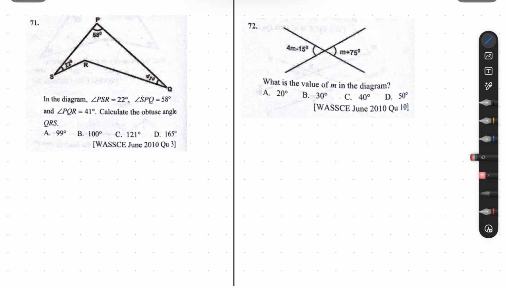Let's move on to question number 71. The question says in the diagram PSR is 22, SPQ is 58 and angle PQR is 41. We should find the obtuse angle QRS. So we want to find this angle. Let's assume that angle is x. Then this angle right here will be 360 minus x, because the whole circle should give us 360.